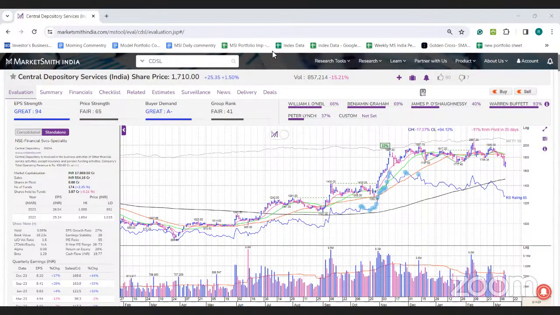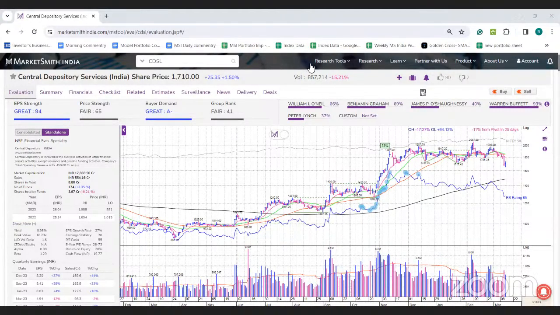Someone who's probably holding this stock should have ideally exited out of the stock when the 7 to 8% stop loss would have happened. That is the standard stop loss, or when the 50 DMA got breached on above average volumes. So that's what you would have suggested.